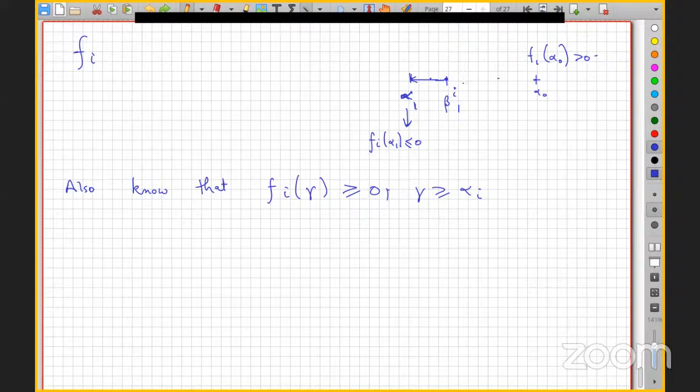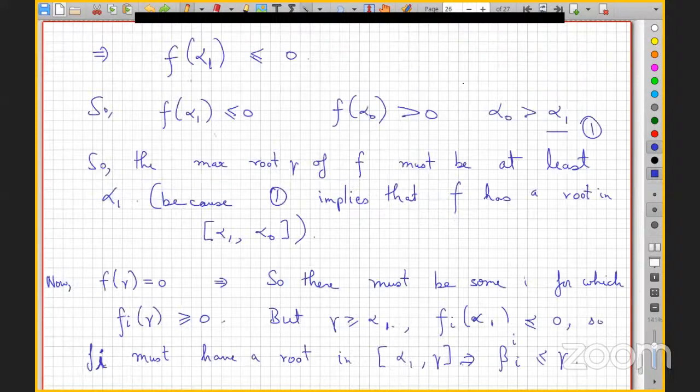Sorry, why do we know that Fi of gamma is greater than or equal to zero? So why did Fi change its sign by gamma? Yeah, so that's the point. Because we know that f of gamma is 0. Oh, right. There is at least one which has to be non-negative. Correct. Not all of them can be negative. You're taking that I, correct? Yeah. So then we get this.